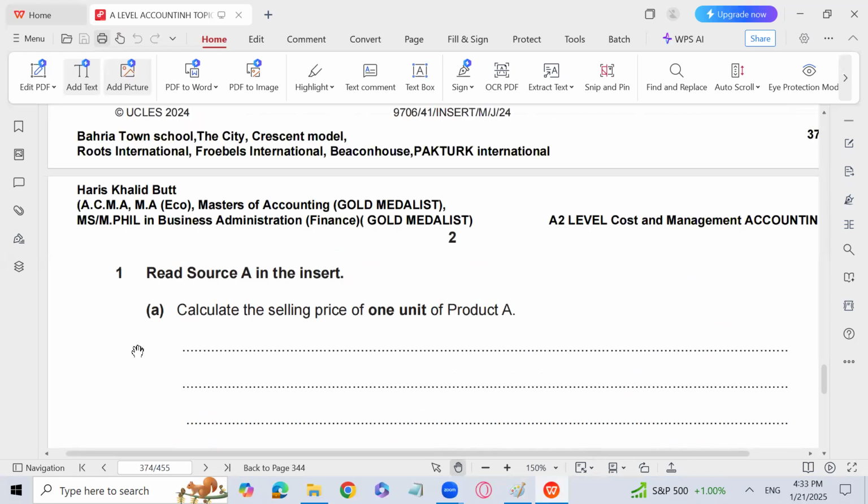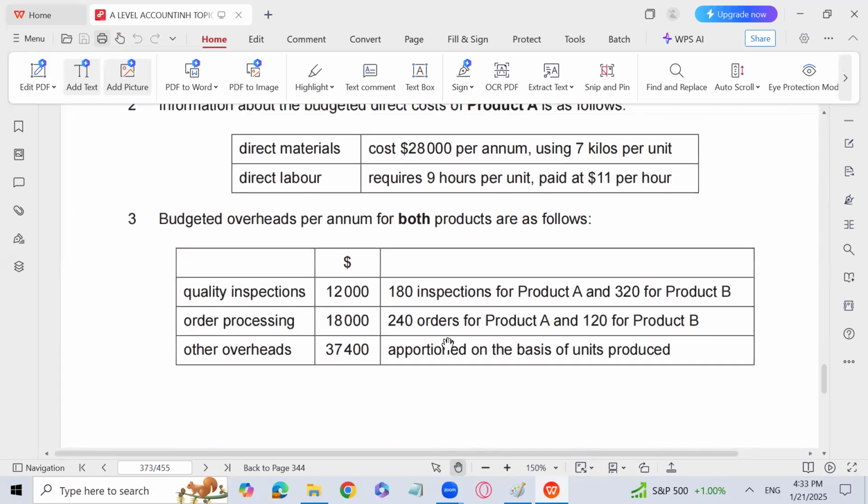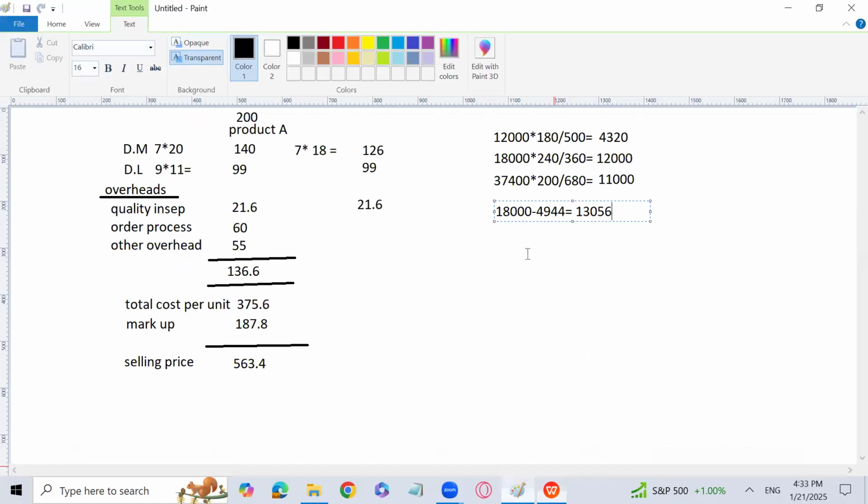The number of orders for product A is 240. Decreased by 50%, it becomes 120. So 120 plus 120 becomes 240, which means there is going to be equal distribution. So 13,056 multiplied by 120 divided by 240, or 1/2, gives 6,528. And 6,528 divided by 200, the number of units, gives 32.64. This is the order processing cost per unit for overheads.